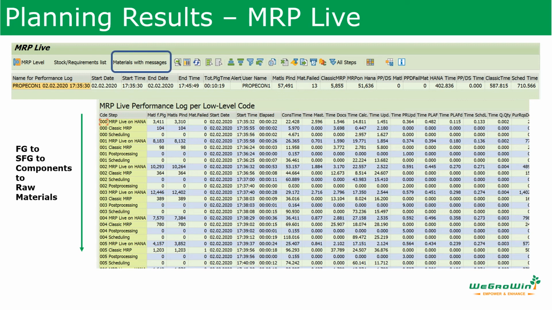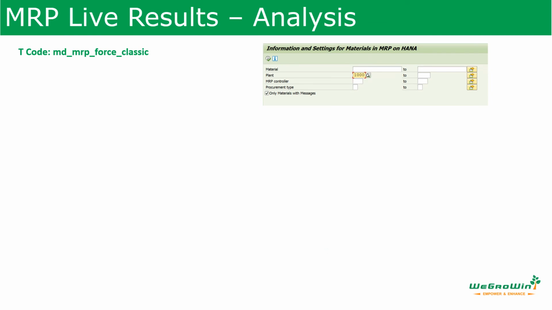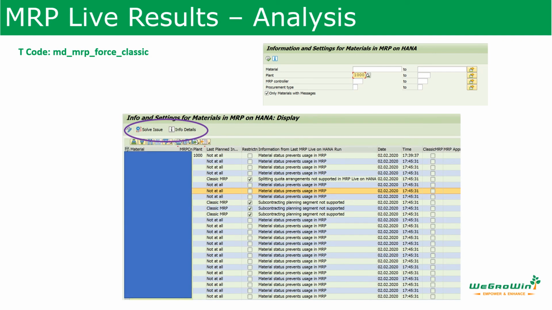By clicking the materials with messages button which is there in this screen, you can see exactly which materials could not be planned with MRP Live and which restriction caused them. We can see that there. Otherwise, you can use the transaction shown here, MD MRP Force Classic. By entering this transaction and the plant, when you execute it, we get the same result, similar to the materials with messages we got earlier. When you click it, we will come to the same page.